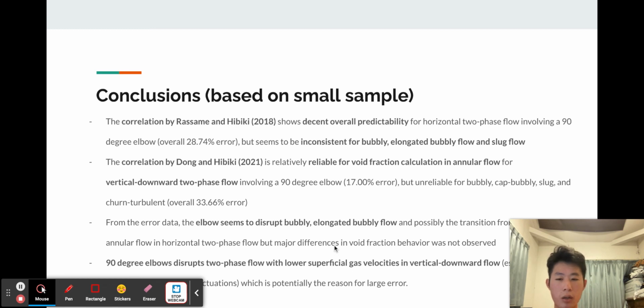From the error data, the elbow seems to disrupt bubbly and elongated bubbly flow, and possibly the transition from the annular and horizontal two-phase flow. But major differences in void fraction behavior were not observed. Also, the 90-degree elbow seems to disrupt two-phase flow with lower superficial gas velocities, especially in vertical downward flow, which is potentially a large reason for the error that was observed.